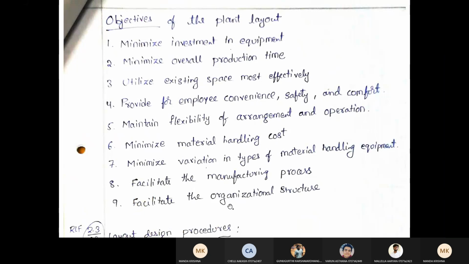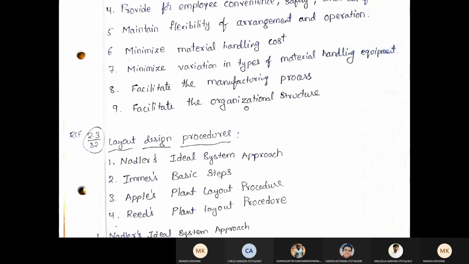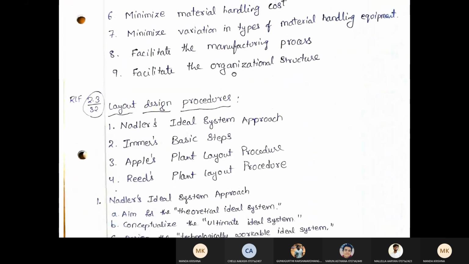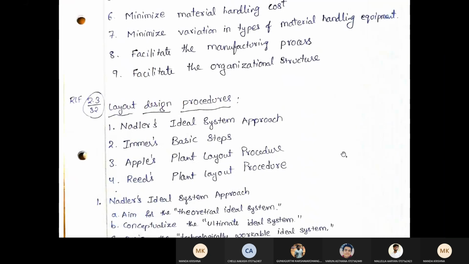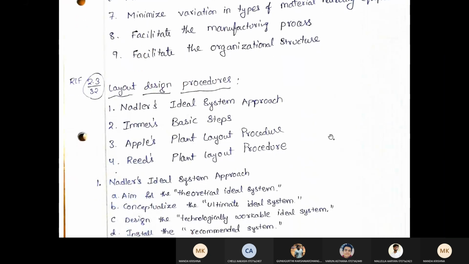And next is facilitate the organizational structure. These are the objectives. Next, we will go for the layout design procedure one by one. We have 4 types. First one is Nadler's ideal system approach, the most basic steps, Apple's plant layout procedure, and Reed's plant layout procedure. These are the various layout design procedures.